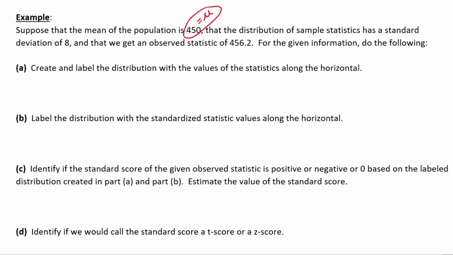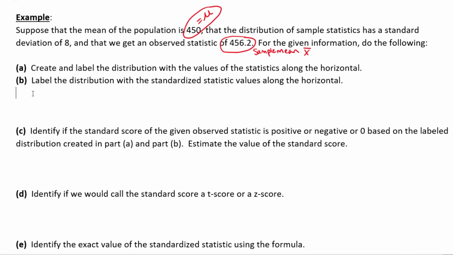I will also note that the observed statistic is 456.2, which is a sample mean, and so it is called X bar. Part A asks us to create and label that distribution of sample statistics. I'm going to do part A and B together, where we label the horizontal axis of our distribution of sample statistics with the values of the sample means and also with the values of the standardized statistics, the t-scores.